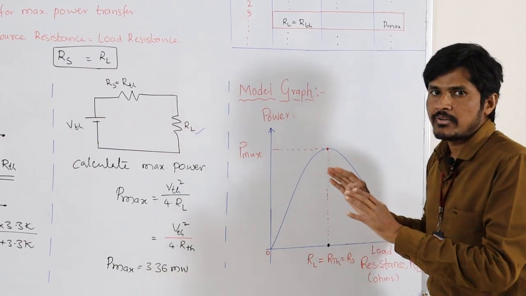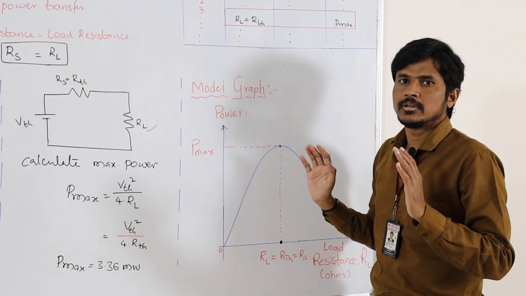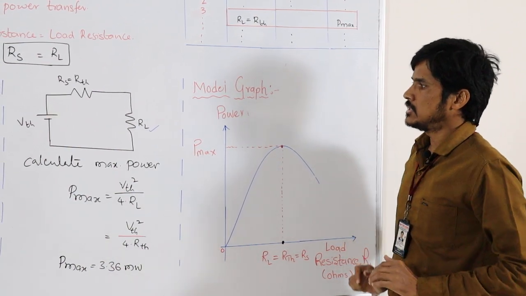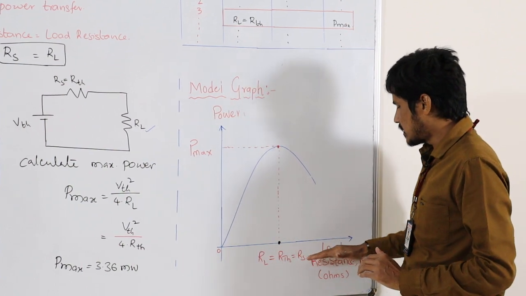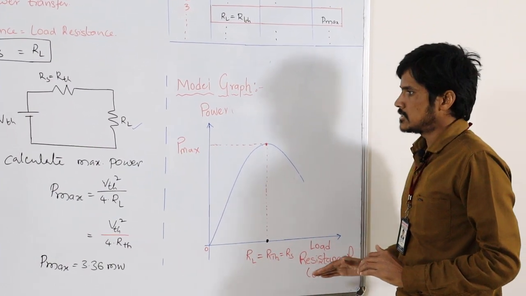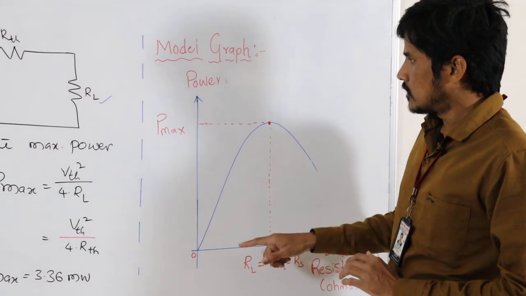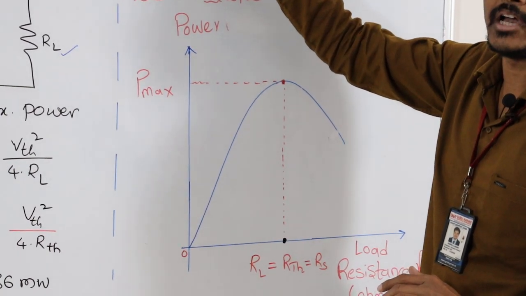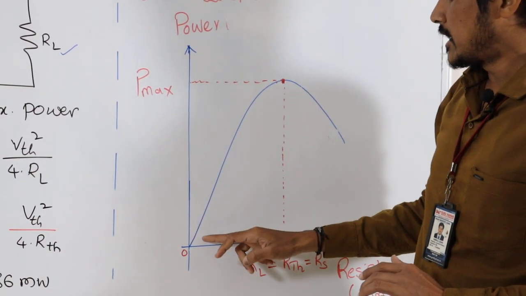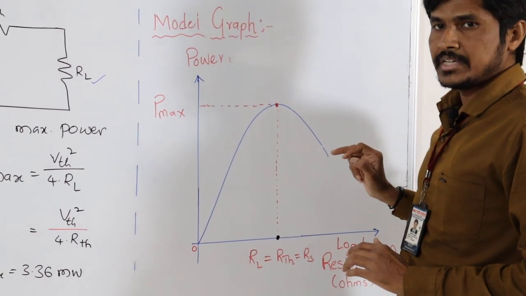If it is satisfied, then your theorem is proved. After getting this, you can draw the graph by taking the load resistance on the x axis and power on the y axis. By taking these points from the tabular column, you already have 10 points. Just plot the 10 points on the graph.